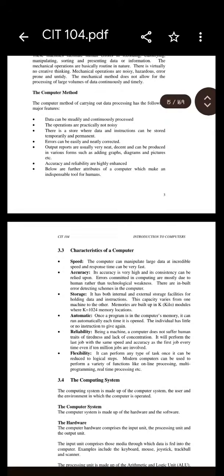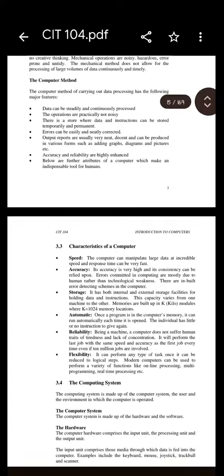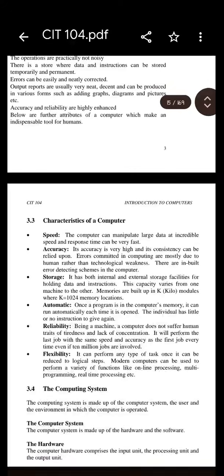So a computer has speed. It can manipulate large data at incredible speed, and response time can be very fast, as far as your RAM is not being occupied. As I'm feeding it, it is giving the results. Accuracy. It is accurate in everything, as long as I'm emphasizing this, as long as the data that you are feeding the computer with is correct, it is definitely going to give you correct and accurate answers. Please note that.